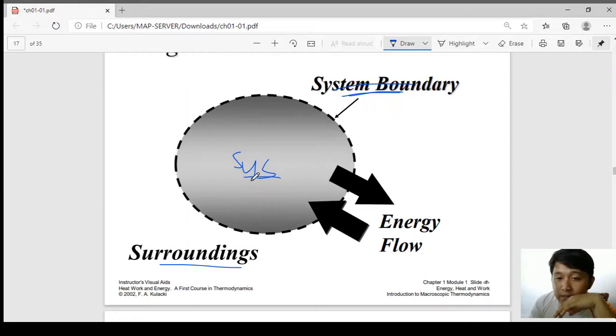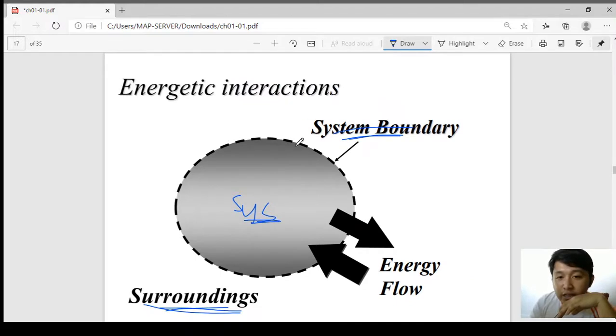A system is a quantity of matter or a region in space that we choose to study. Anything can be a system. A person can be a system. Oxygen gas within a container is a system. Anything in the universe can be considered a system as long as it is the subject of our problem. The region outside the system, separated by the boundary, is the surroundings.